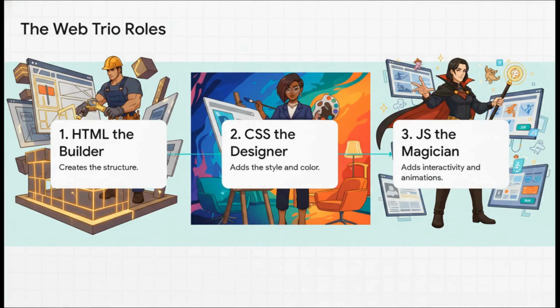First up, you have HTML, the builder. It creates the raw structure, kind of like the walls and the foundation of a house. Next is CSS, the designer. It adds all the style, the paint colors, the furniture, making it look good. And finally, you have JavaScript, the magician. It makes things happen, like making a button clickable or an animation play.